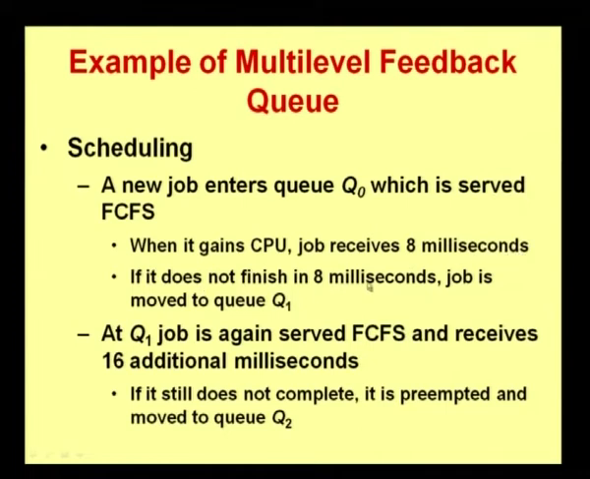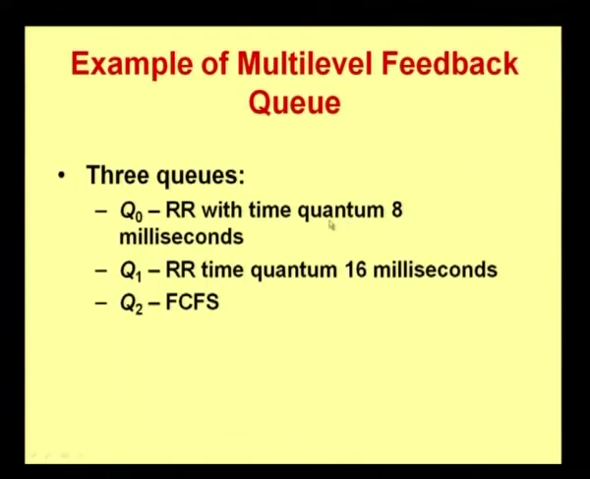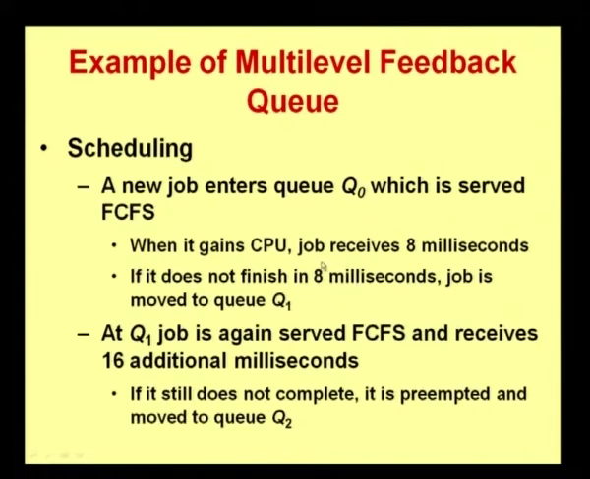So if it does not finish in 8 milliseconds, what does this 8 milliseconds denote? Here in this queue, the quantum time was 8 milliseconds. The time allocated by the CPU is only 8 milliseconds, whereas in Q1, the time allocated is 16 milliseconds. So here if it is not able to complete in 8 milliseconds, this particular process will be moved back to that Q1 after all the other processes get completed.